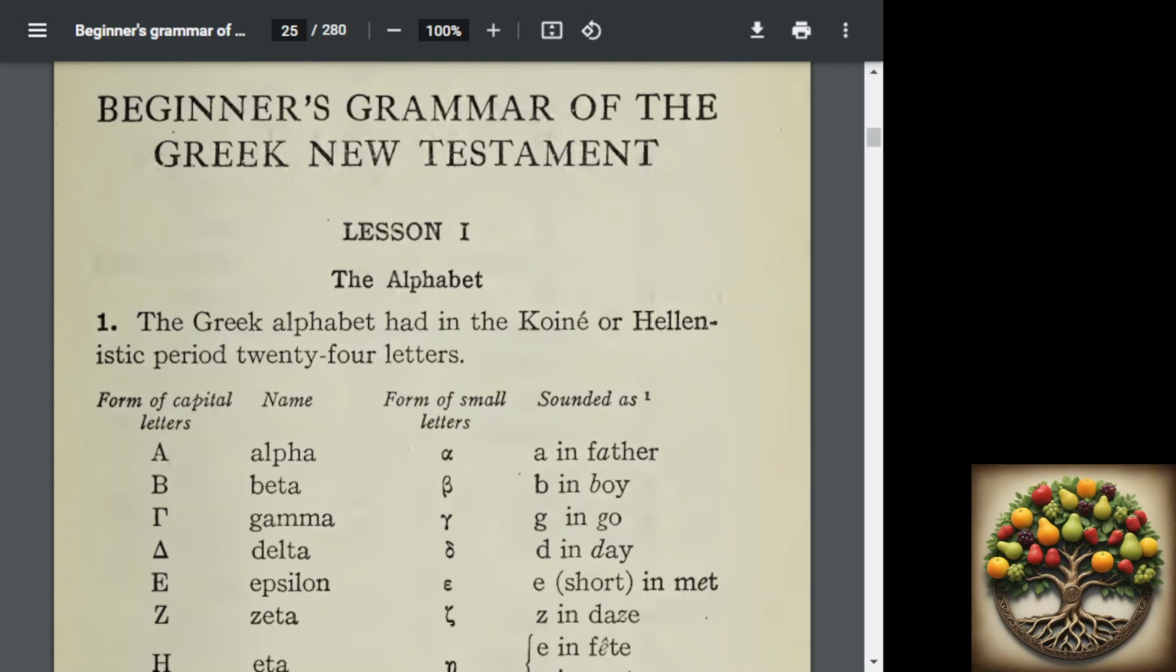Lesson 1 is essentially the Greek alphabet. So here we're going to go through the lowercase letters, and I will say them aloud as we go through, and then we're going to be writing them down. And I encourage you to actually write them down.